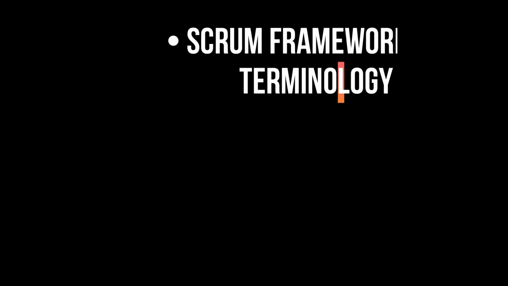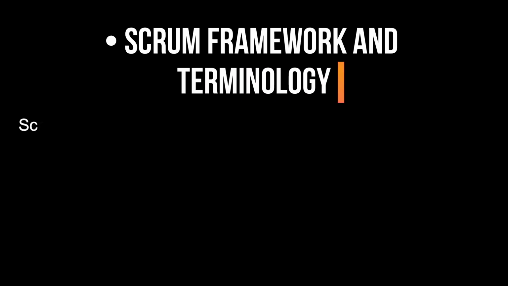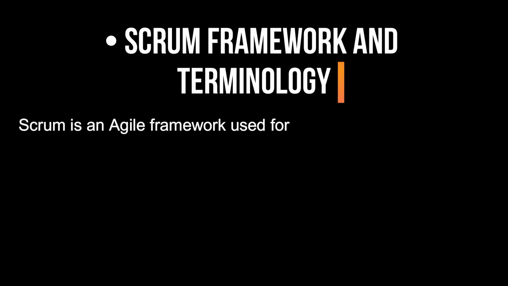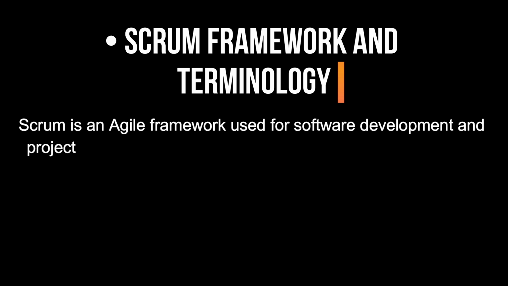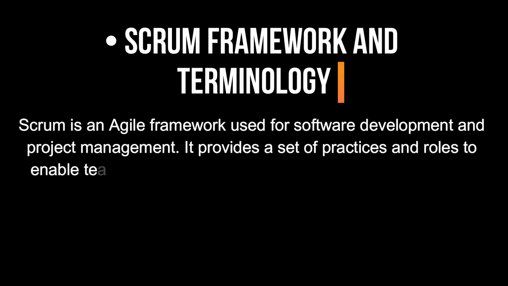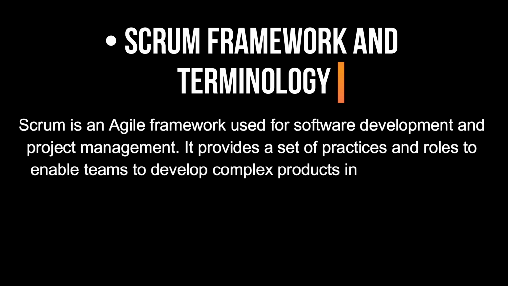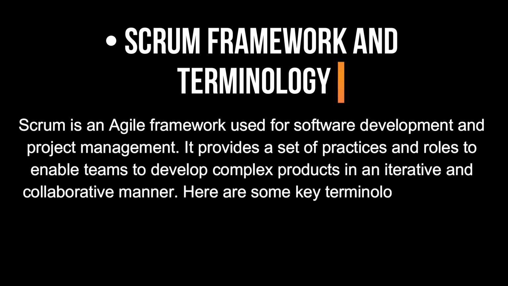Scrum framework and terminology. Scrum is an Agile framework used for software development and project management. It provides a set of practices and roles to enable teams to develop complex products in an iterative and collaborative manner. Here are some key terminologies and the framework of Scrum.